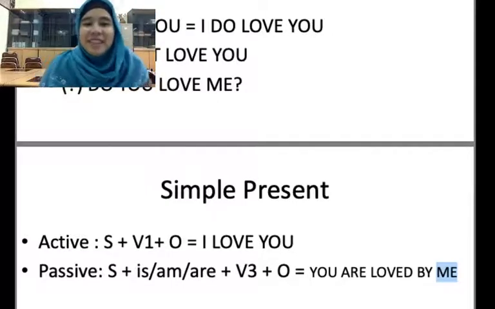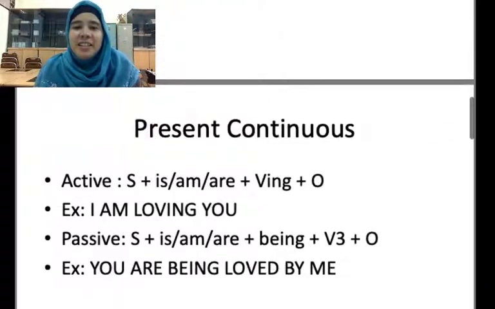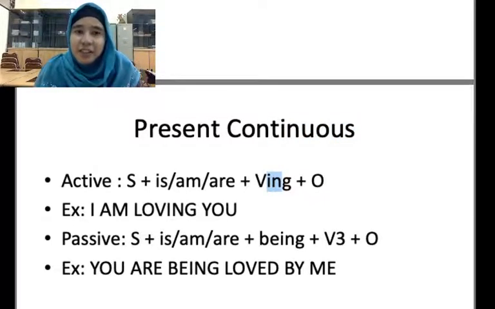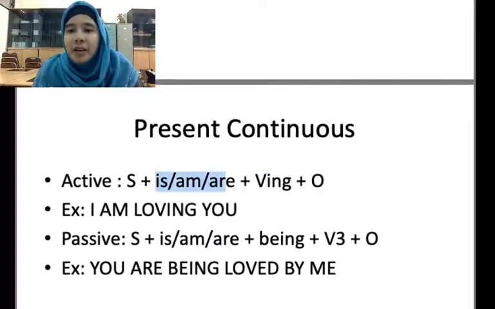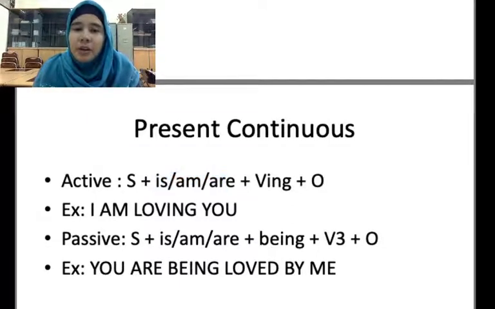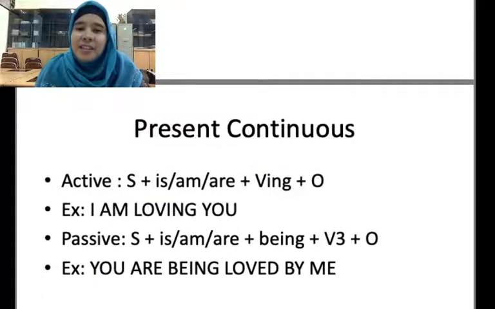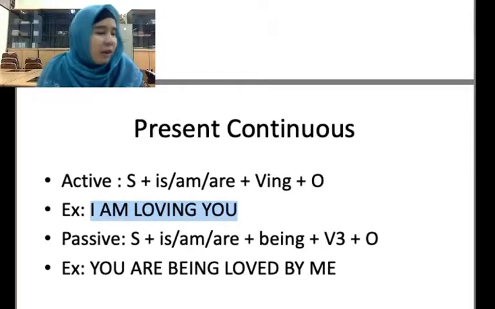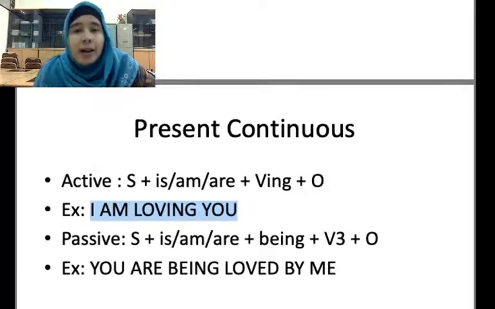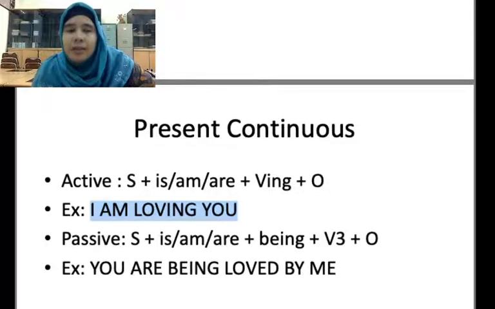Right. Let's go with the present continuous, everyone. When it comes to the continuous, remember, every continuous should have the verb ing. Okay, and then you have another be di sini, but remember, we are still talking about the active voice of the present continuous. So this formula is subject plus is, am, are plus verb ing plus object. And then this is the example. I am loving you. She is loving you. They are loving you. He is loving you.